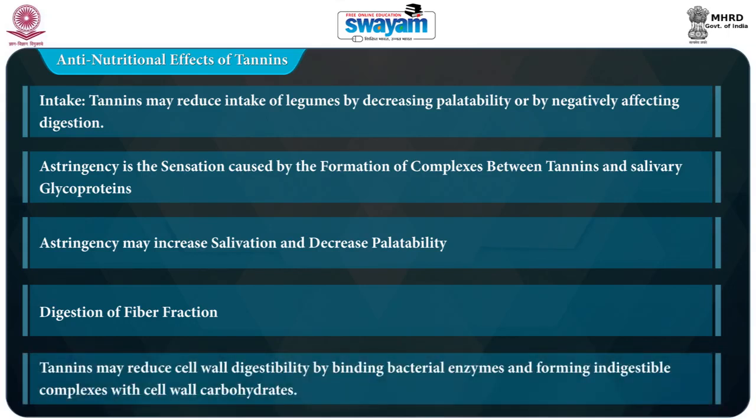The second factor, the tannins may affect the fiber fraction digestion. Tannins may reduce the cell wall digestibility by binding bacterial enzymes and forming indigestible complexes with cell wall carbohydrates.